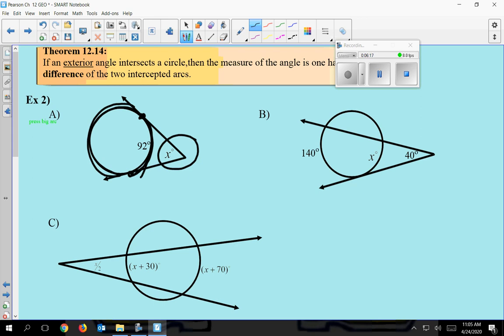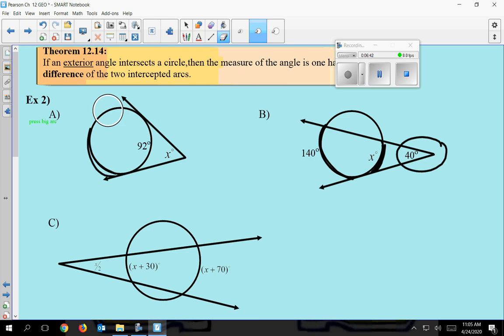If we just look at example B over here really quick, here's my exterior angle. It's intercepting the arc. The circle here is an arc, and it's intercepting another one here at the arc. Okay, so this could be a little bit different when we look at some of these things. So just be careful. You're getting two arcs. That's the biggest thing.